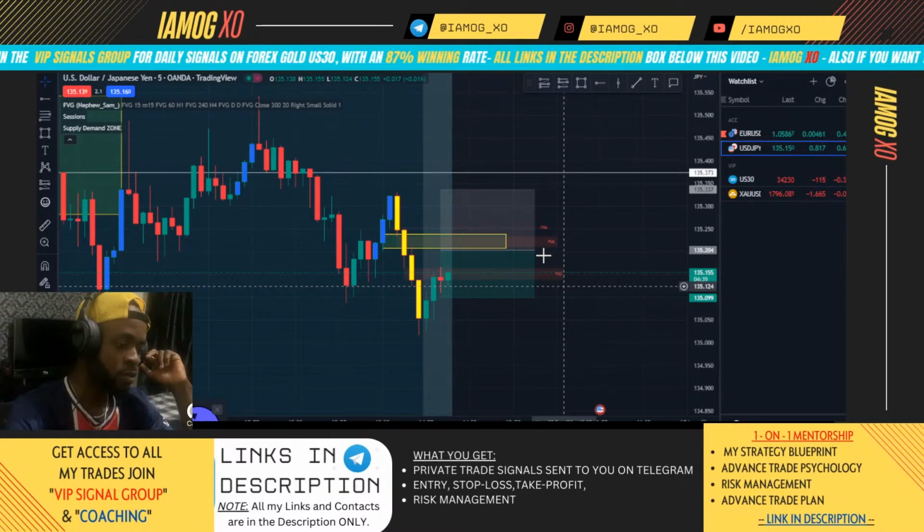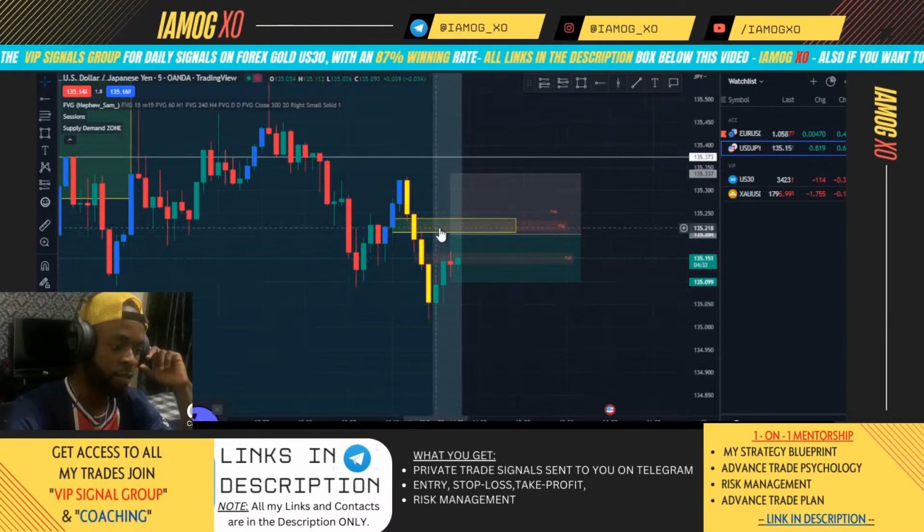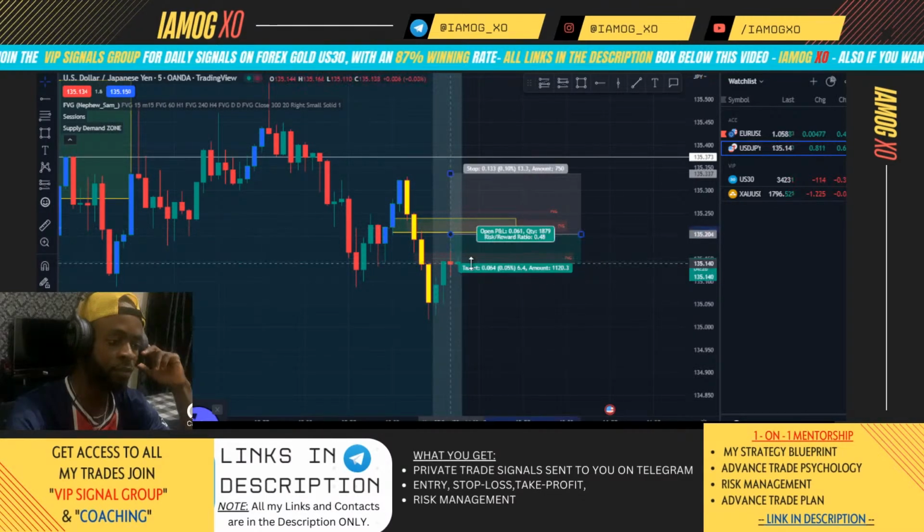So I'm still waiting for price to trigger me in on this setup, and my first moving of stop loss to break even will be at 0.5 to 1. So when price gives us an entry, then I'll be looking to move my stop loss to break even at 0.5 to 1.